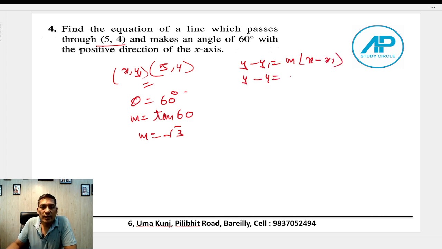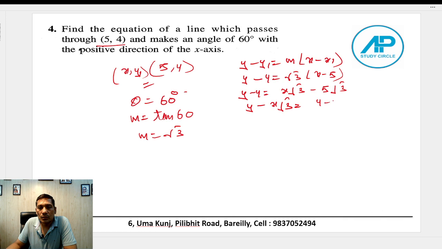Y minus 4 equals root 3 times x minus 5. Y minus root 3 x equals 4 minus 5 root 3. That is the equation of a line which has passing point (5, 4) and the slope as root 3.